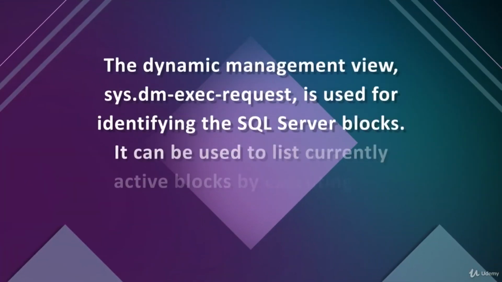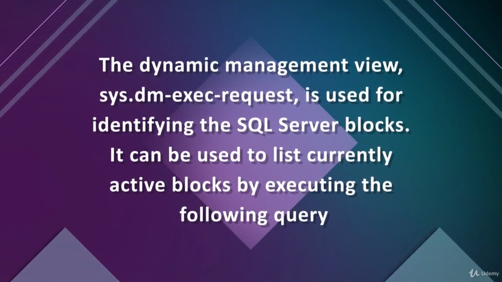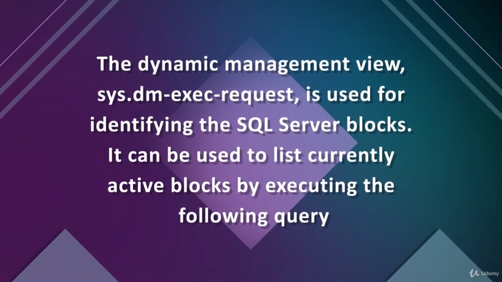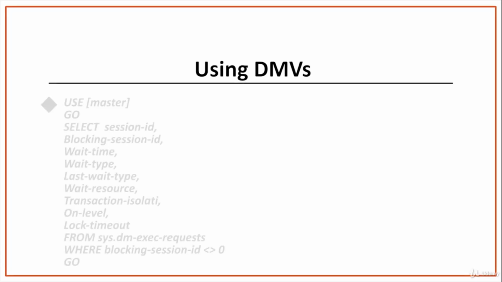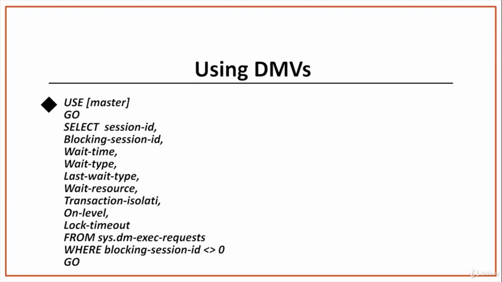The Dynamic Management View sys.dm_exec_requests is used for identifying the SQL Server blocks. It can be used to list currently active blocks by executing the following query. USE master; GO; SELECT session_id, blocking_session_id, wait_time, wait_type, last_wait_type, wait_resource, transaction_isolation_level, lock_timeout FROM sys.dm_exec_requests WHERE blocking_session_id <> 0; GO.